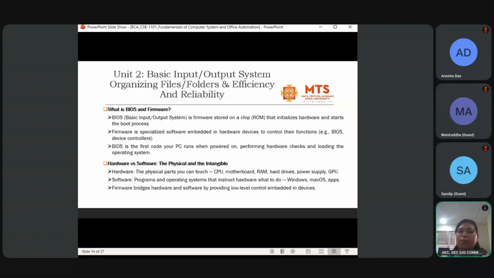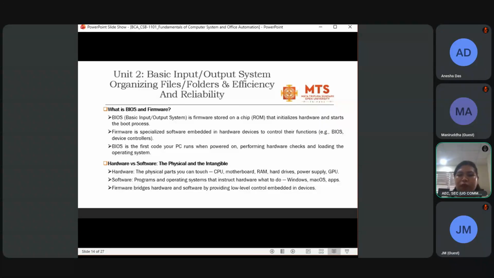Now, what is BIOS and firmware? BIOS is the short form of basic input and output system. It is firmware stored on a chip. The chip is ROM. Can anyone tell what is the full form of ROM? Yes, ma'am, can you tell? Read-only memory. Yes, correct. So that initializes hardware and starts the boot process.